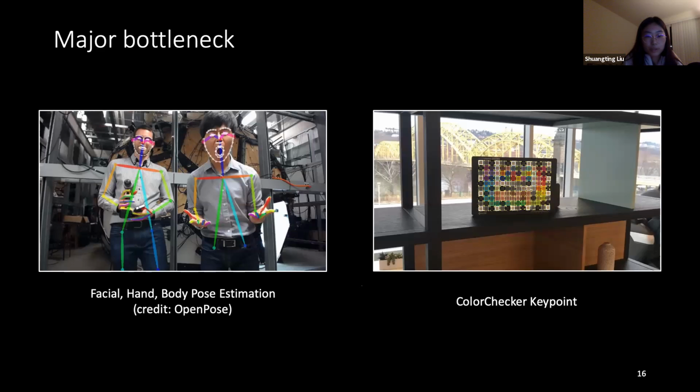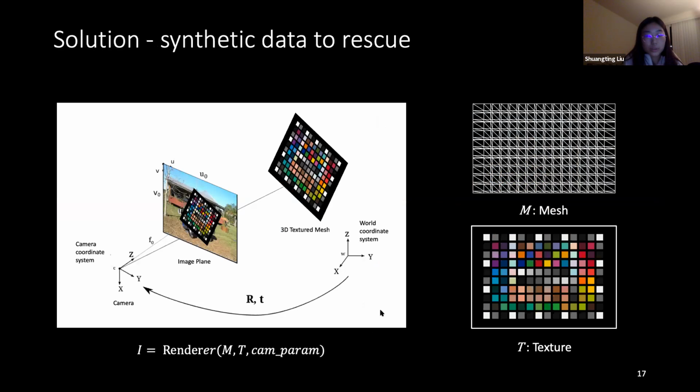So what's the main bottleneck for us to do the key point detection? It's that we lack annotated data. So that's why we propose to use synthetic data to train such a key point detector.